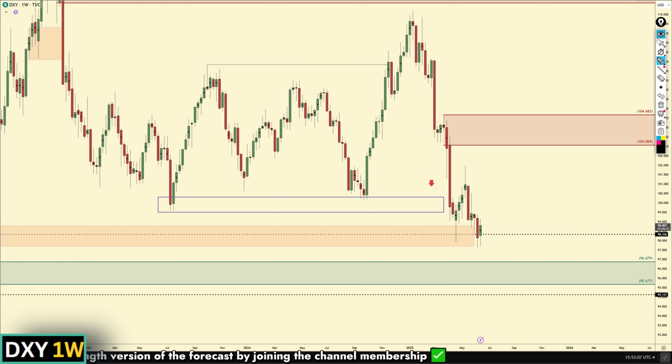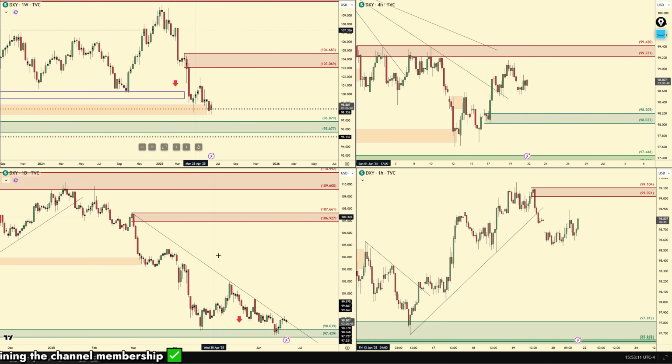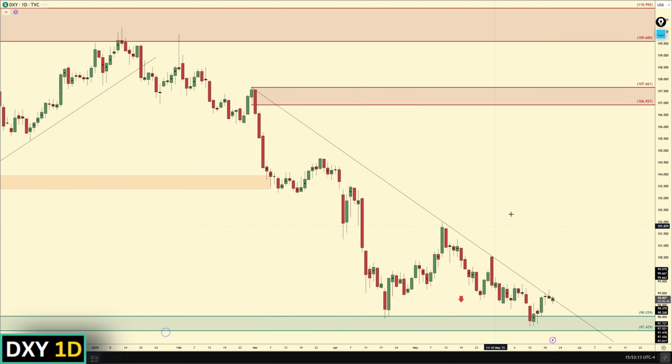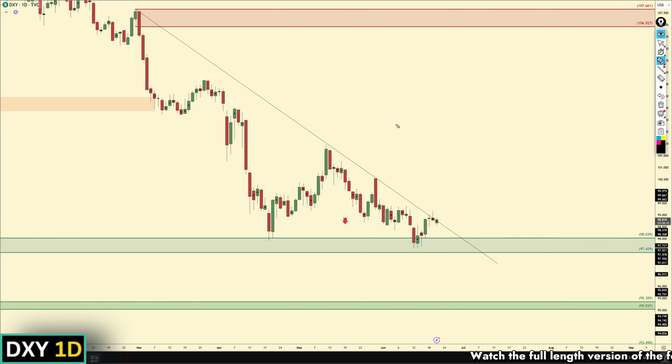So as far as a long-term perspective goes, we are still expecting the DXY to continue to fall midterm as long as this daily downward trend line is holding. So we need to monitor this daily downward trend line. It has been very close to breaking multiple times now. So if we do break out of this trend line, that is definitely a bullish sign.